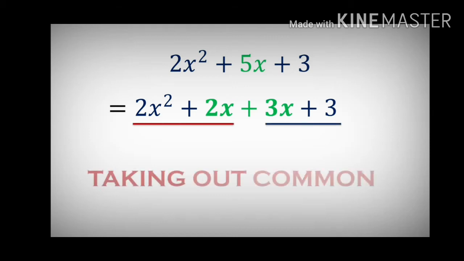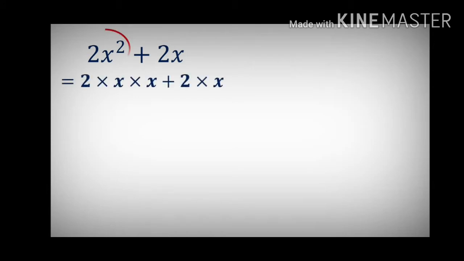Next one is taking out common. That's the most important thing to do now to factorize. Taking out common. So let's discuss more about this. For example, we have to factorize 2x squared plus 2x. Now here 2x squared can be written as 2 into x into x, and 2x can be written as 2 into x.